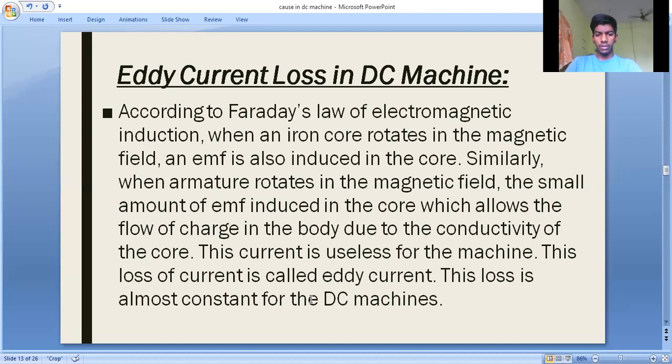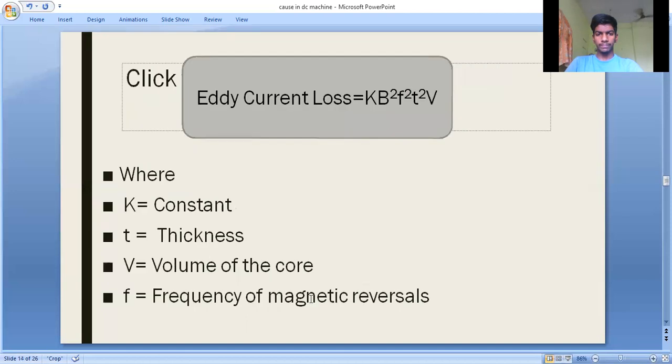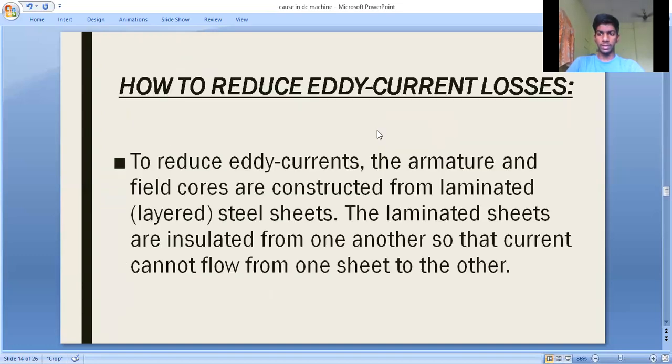The current in the machine is called eddy current. This value is constant for the DC machine. The formula of eddy current loss is K B square F square T square V, where K is equal to a constant, T is equal to thickness, V is equal to volume of core, and F is equal to frequency of magnetic reversal. How to reduce eddy current loss?